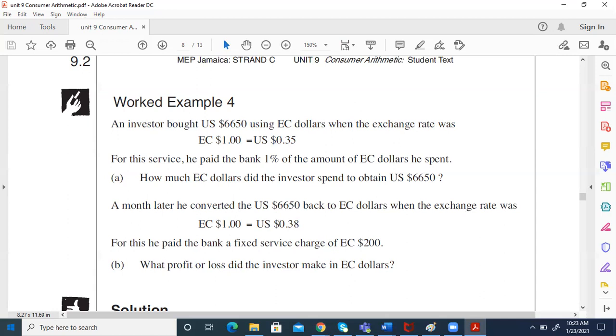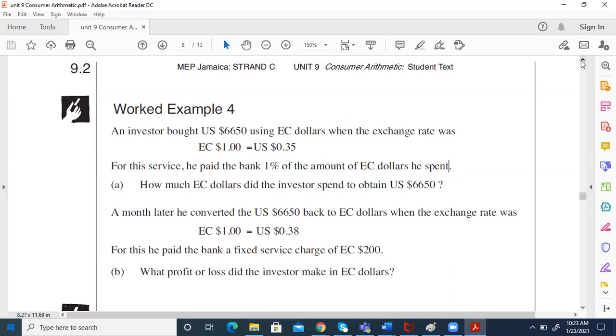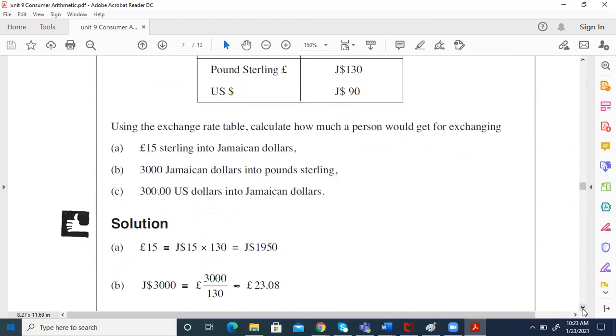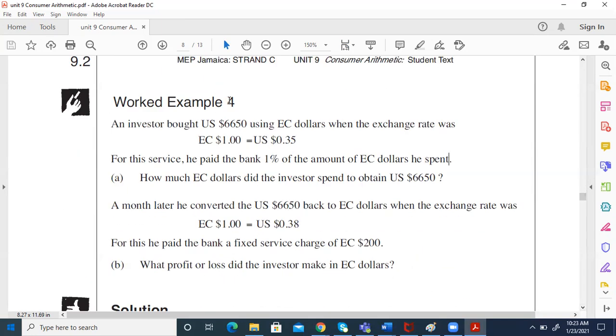Because remember, forget about this 1% for the time being, right? If this question is set up like the question up top with a table, just think about it that way. It's just that when I deal with foreign dollars, it may feel unfamiliar. But think about it: you divide the 6,650 by the 35 cents US to get the amount of EC dollars that was exchanged.